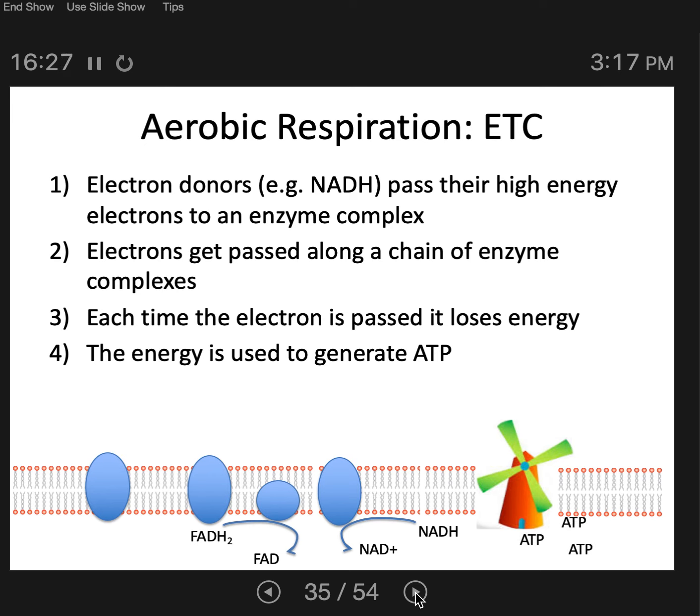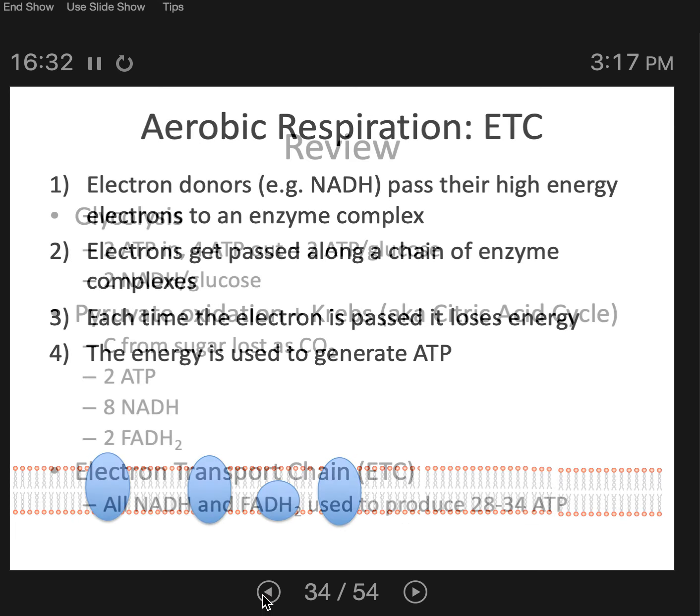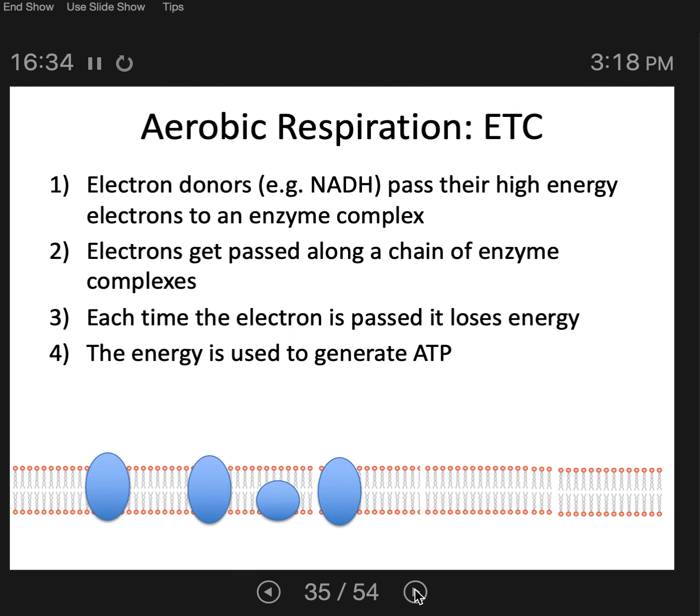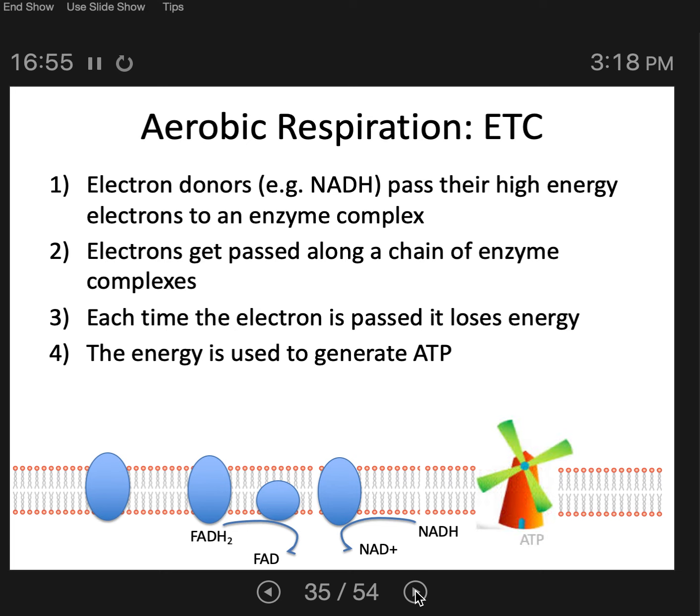The energy that the electron releases is used to generate ATP. So let me go through those animations one more time before we go into the high detailed version here. So electron donors, NADH and FADH2, pass their high energy electrons to an enzyme complex. Electrons get passed along a chain of enzyme complexes, and each time the electron is passed, it loses energy because it's always getting moved to a more and more stable state, and there's that inverse relationship between energy and stability. The energy that's released by those electrons is used to generate ATP.